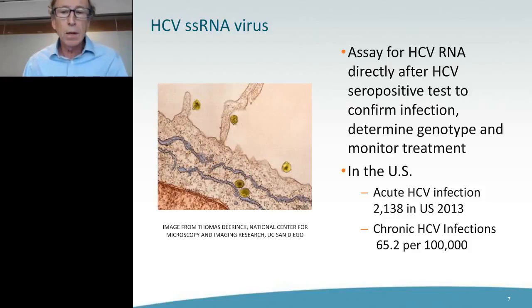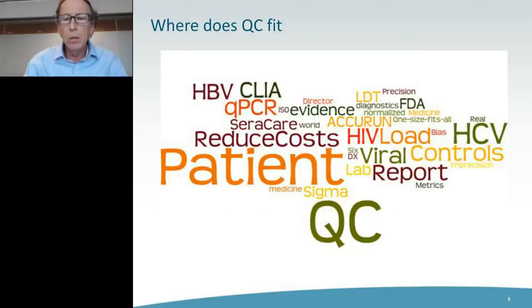Most importantly, for drug therapy choices, assays determine which genotype a person is infected with, and also follow and monitor treatment. Now in the US, there were 2,138 active HCV infections in 2013, but as we know, the chronic infection rate is very, very high, particularly in the baby boomer generation, at 65 per 100,000. And over time, these will lead to severe liver disease. But the good news on HCV, of course, is that now we have therapies that can actually eradicate and cure the disease. So that's a little bit about the viruses we're going to be measuring.